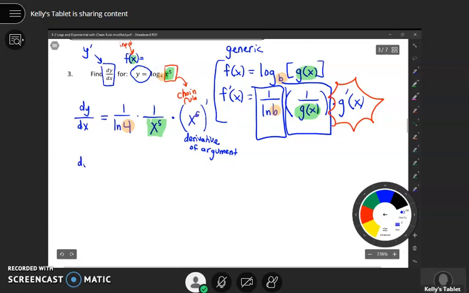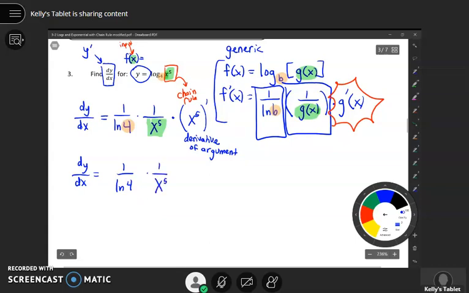So let's clean this up. That would give me 1 over natural log of 4. Again, you can find natural log of 4 on your calculator. It's going to be some decimal number that doesn't terminate or repeat. So we just leave it natural log of 4. And then I have 1 over my argument.